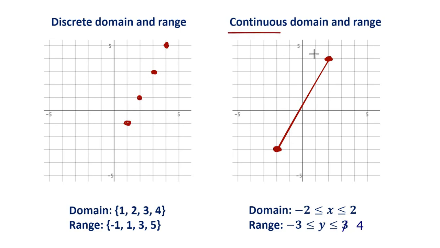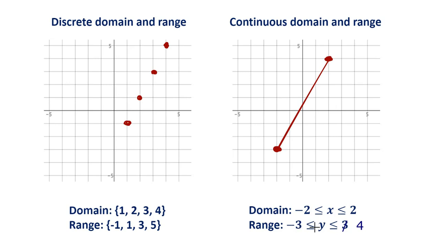Now for a continuous domain and range, it looks a lot different. This right here, it's got an inequality in there. This looks all kinds of weird, okay? But what it means is that for this particular function, we don't know what it is, but we do know that the domain is every single x value that lies in between -2 and +2.